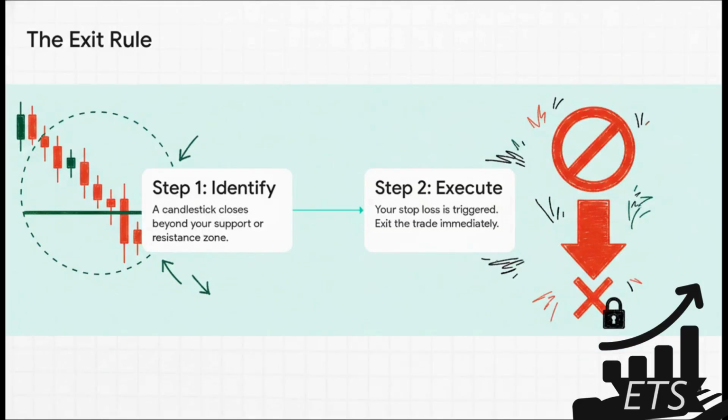And when you get that signal, that candle close, your response has to be automatic. There's no room for hope. There's no second guessing. A candle closes below your support zone. That's it. Your stop loss is hit. You exit the trade. Immediately. This has nothing to do with being right or wrong. It's all about discipline and managing your risk.